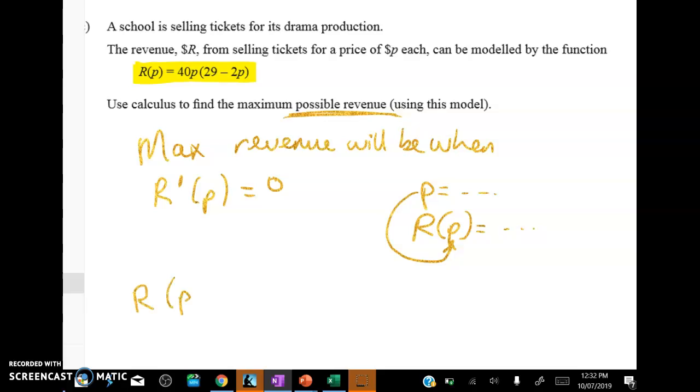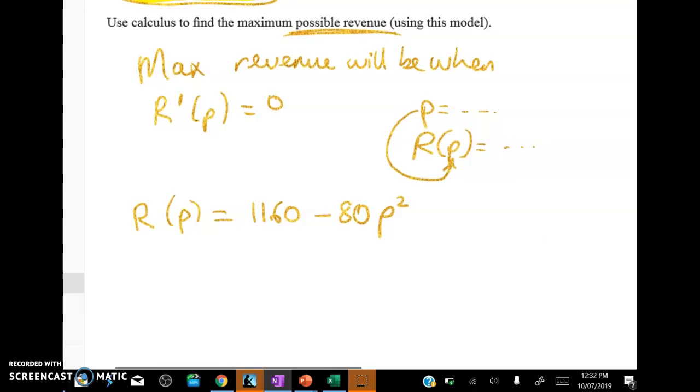So r of p we can't differentiate in this form. We have to expand those brackets out first. So we get 40 times 29p, so 1160p minus 80p squared. And now it's straightforward to differentiate. The first derivative is, oops, we've lost a p in there, haven't we? There we go. So it should be 1160 minus 160p, and we need that to equal 0.